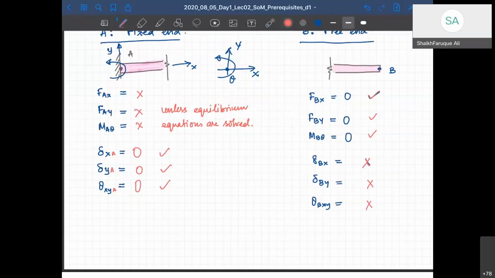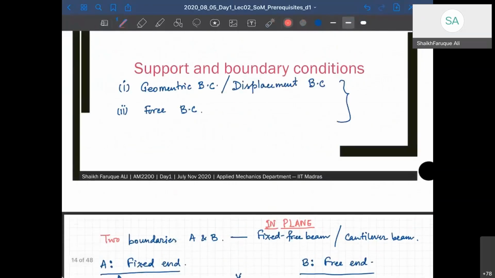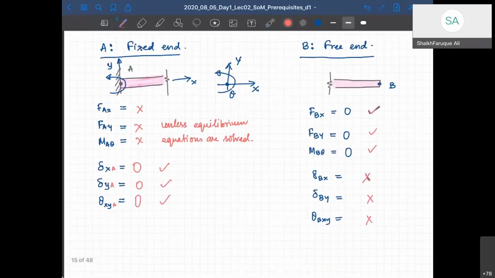If you see at point A, please note a few things. At point A, all your forces are unknown, and therefore your force boundary conditions are not known, whereas your deformation or displacement boundary conditions are known to you. They are all zero. If you look at point B, your force boundary conditions are known to you, they are given, whereas the deformation boundary conditions are not known to you.